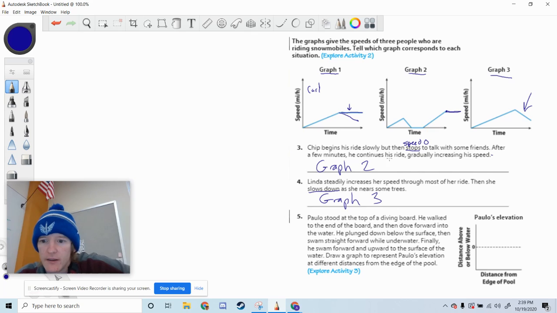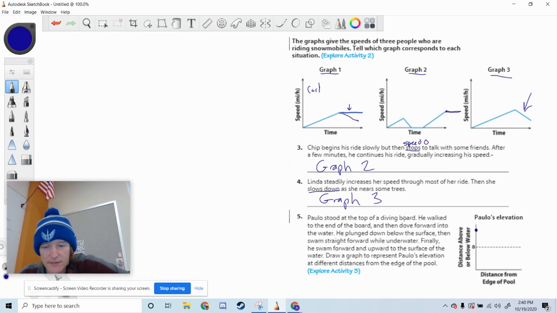So, distance above the water. Where does he start? Does he start above 0 or below 0? Distance above or below water. And then the bottom of our graph is distance from the edge of the pool. So let's see, where does he start? Well, his y-intercept's going to be up here. This is like the top of the diving board. Then he's going to jump from the edge of the pool here.